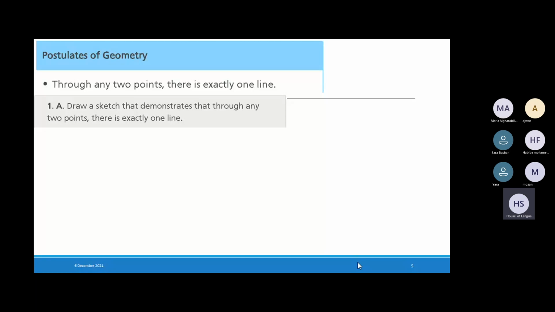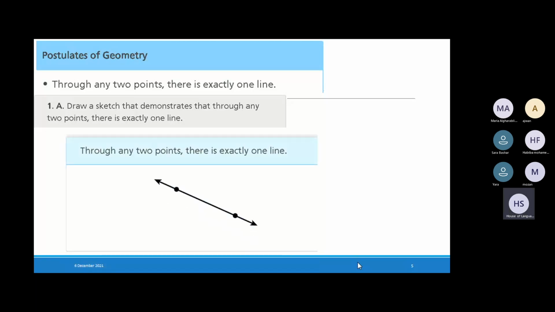Put 2 points, draw through them, make one line. That's it only. This is the postulate. It is a statement that is accepted without a proof. 2 points, draw a line between them, you make a line. Draw only 2 points, there's a line.